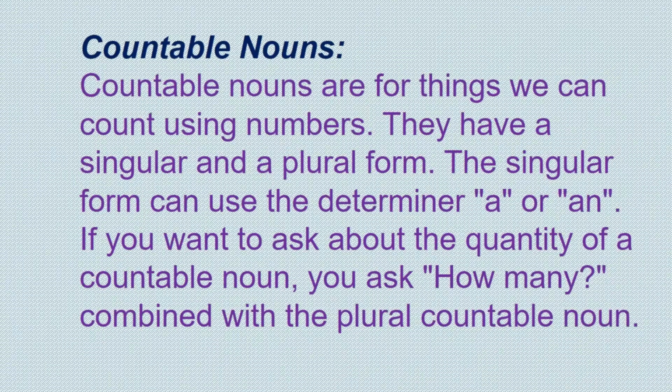Countable nouns. Countable nouns are for things we can count using numbers. They have a singular and a plural form. The singular form can use the determiner a or an. If you want to ask about the quantity of a countable noun, you ask how many, combined with the plural countable noun.